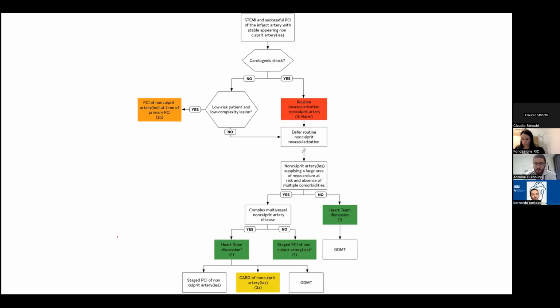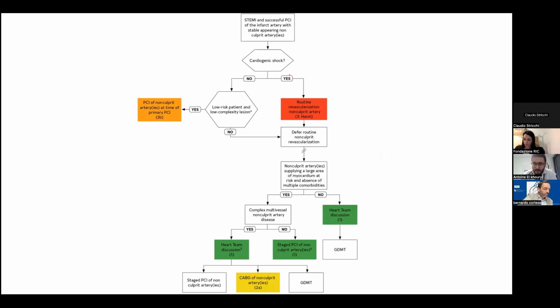Okay, so to make things more clear, when a patient presents with ST elevation MI, and after successfully treating the culprit main vessel causing the MI, then we need to see if the patient is in cardiogenic shock or not. If the patient is in cardiogenic shock, so here, I'm not sure if you're seeing my pointer.